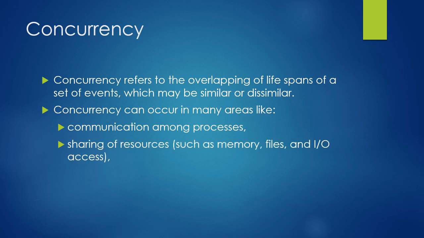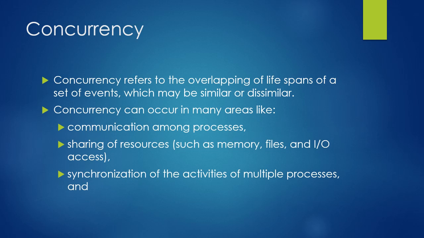Concurrency can occur in sharing of resources like memory, files, and I/O access. Suppose you have opened a Word file and your friend tries to open the same file on a shared computer. Will Word let him open the file at the same time when you have opened it already? No, the operating system will give him a read-only version of the file.